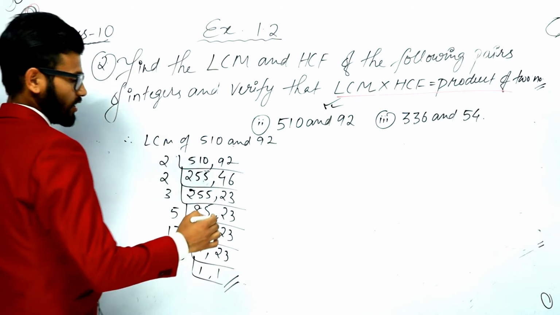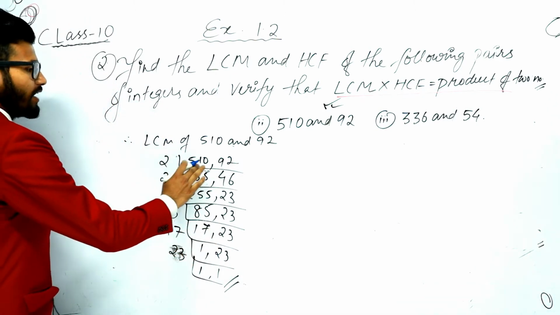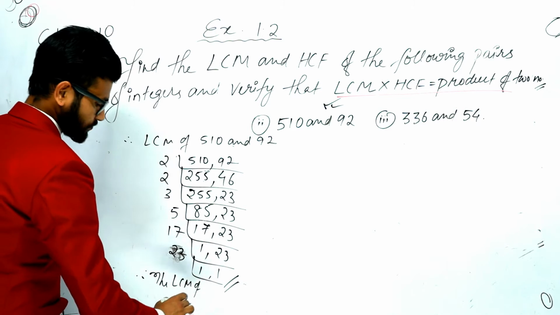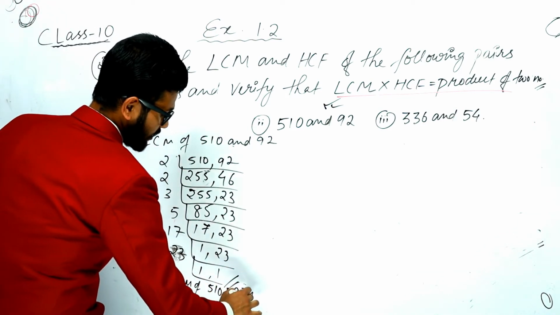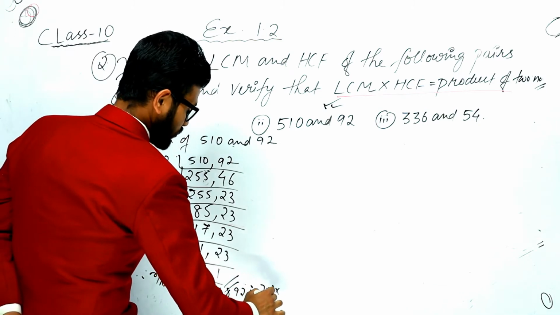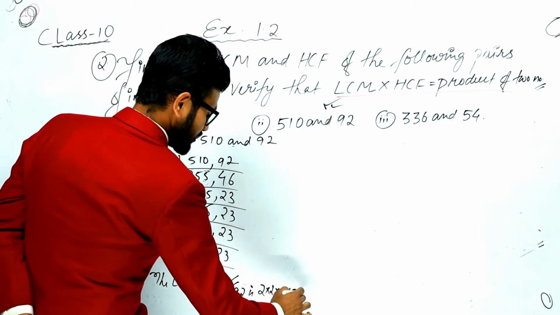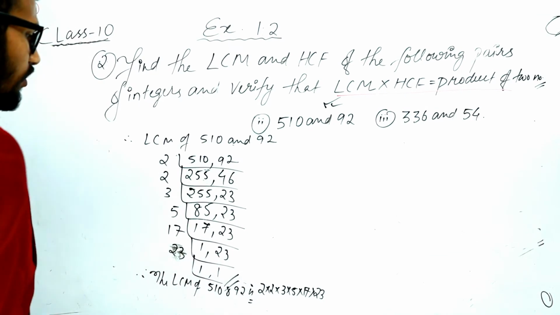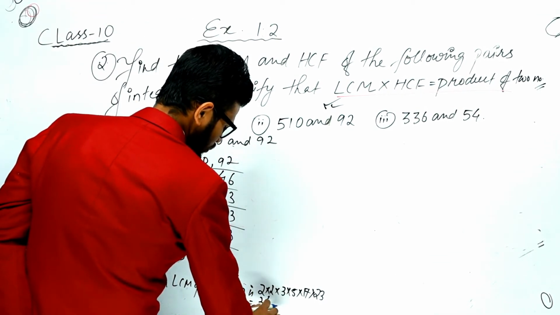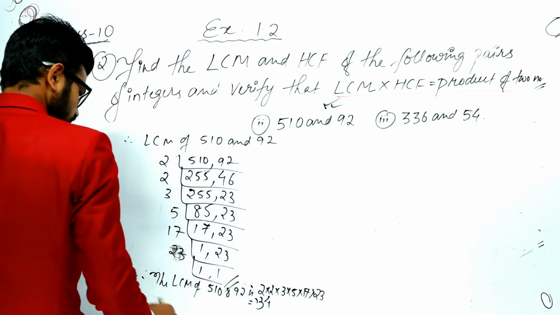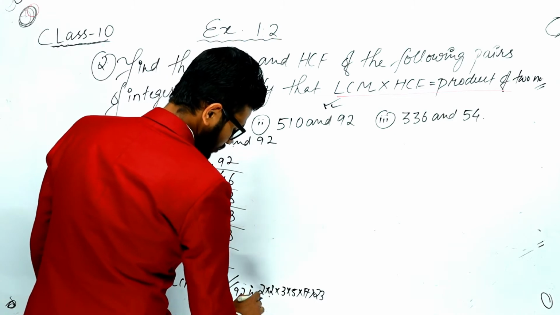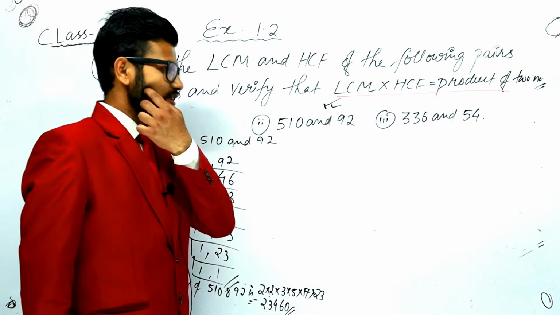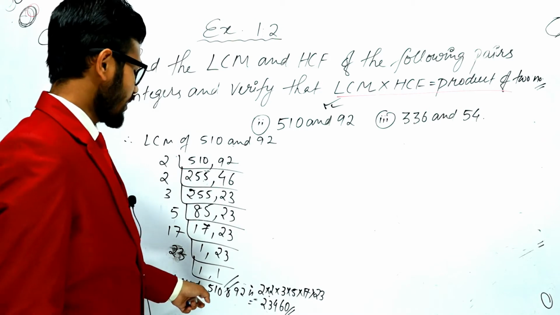So here we got this one. Therefore, the LCM of 510 and 92 is 2 into 2 into 3 into 5 into 17 into 23. After multiplication we found that the LCM is 23460. This is the LCM, such a large number we got. 23460 is the LCM of 510 and 92.